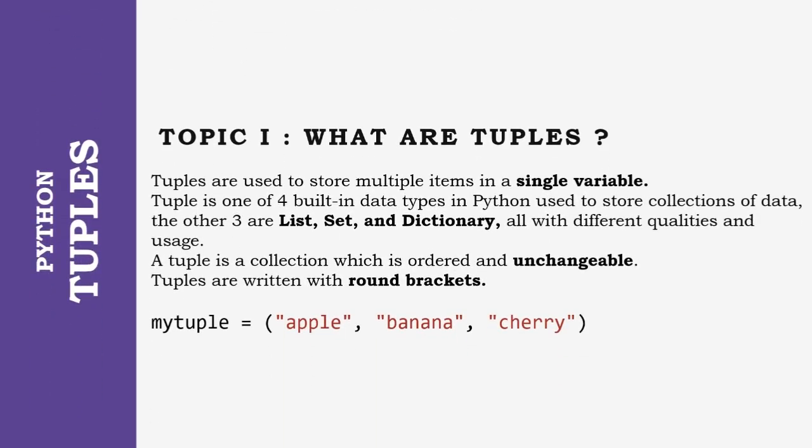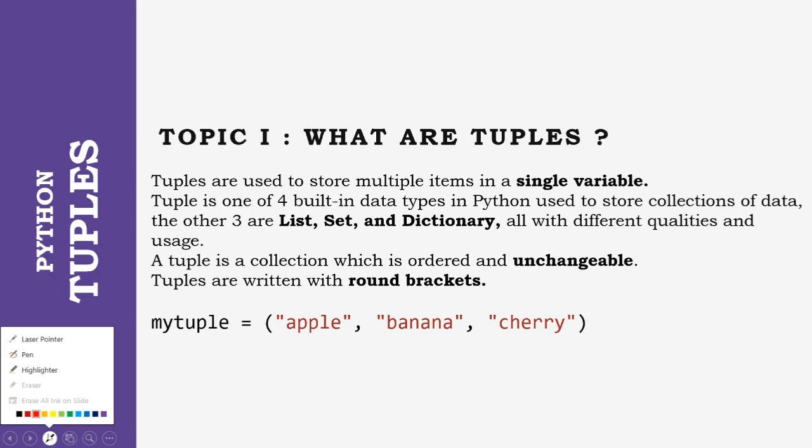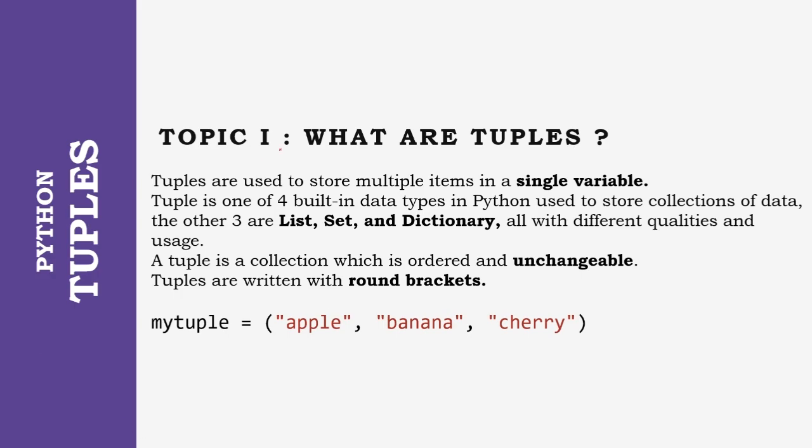So our first topic that we have is what are tuples. Tuples are used to store multiple items in a single variable. Tuple is one of the four built-in data types in Python which is used to store collections of data. As we know, the other three data types that Python has are list, sets, and dictionaries, and the topic on which we are is tuples.